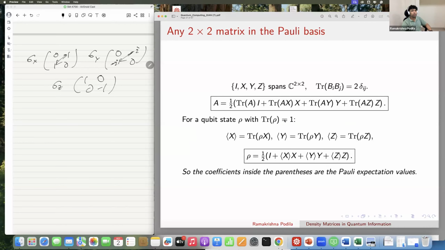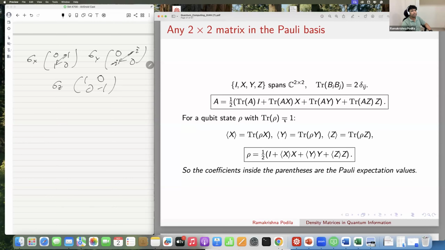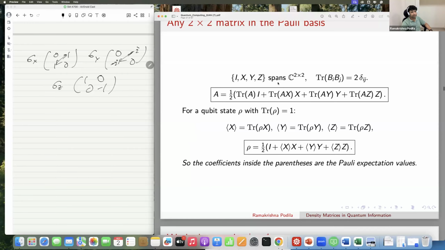In general, any 2 by 2 matrix can be expressed as a combination of Pauli matrices, because sigma X, sigma Y, sigma Z, along with the identity matrix, span the basis. So any 2 by 2 density matrix, I could express as a linear combination, right? And the coefficients would basically be the expectation values of those, the Pauli expectation values. So that would be trace of rho X, trace of rho Y, trace of rho Z, and so forth.